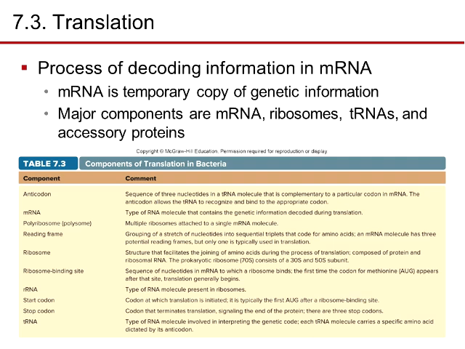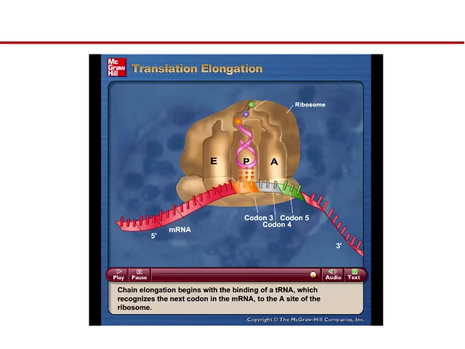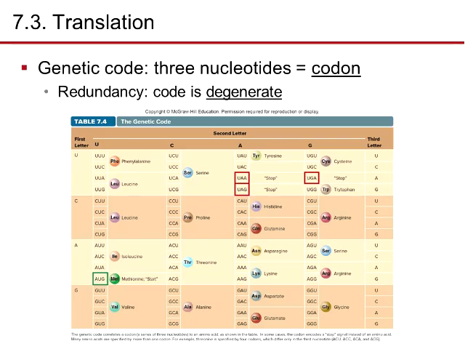So in this process, the components of translation are an anticodon, messenger RNA, polysome, if you will, a reading frame, a ribosome, a ribosome binding site, the ribosomal RNA, a start codon, a stop codon, and the transfer RNA. So those are the components we're going to talk about in the translation of this information. There's a translation elongation, as it were. Again, I would strongly suggest that you download that and take a look at it.